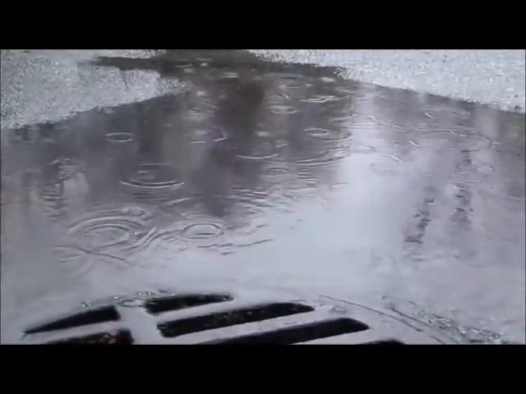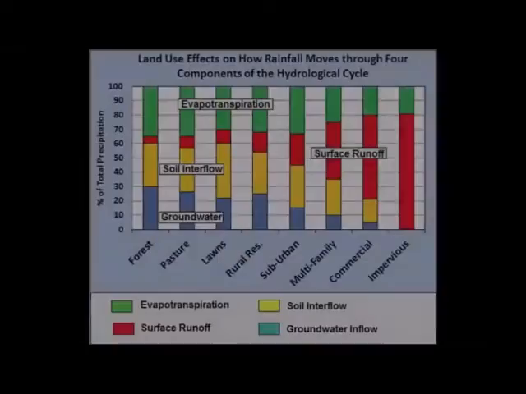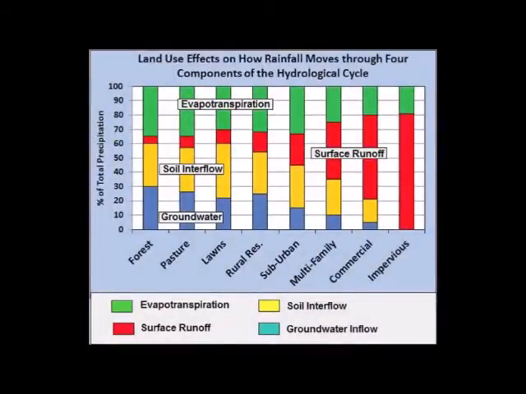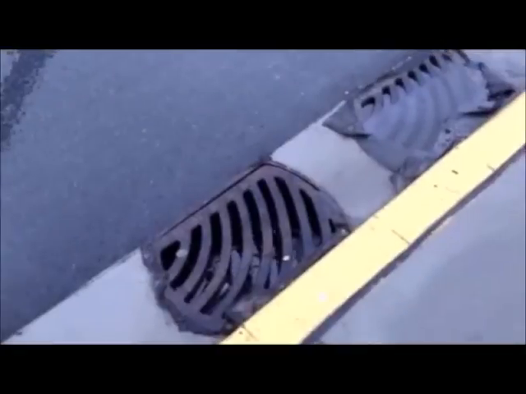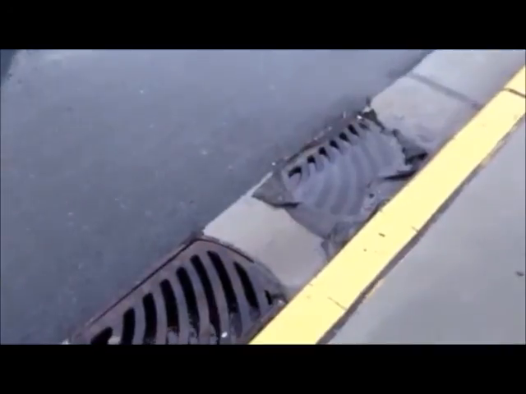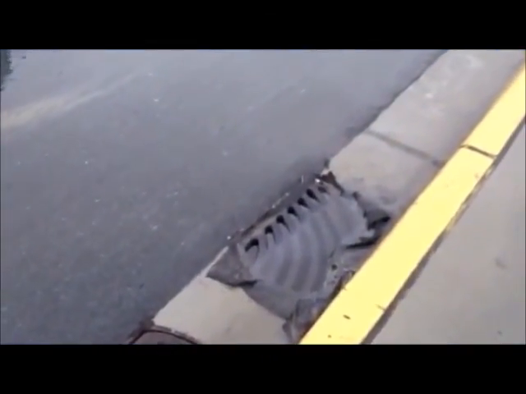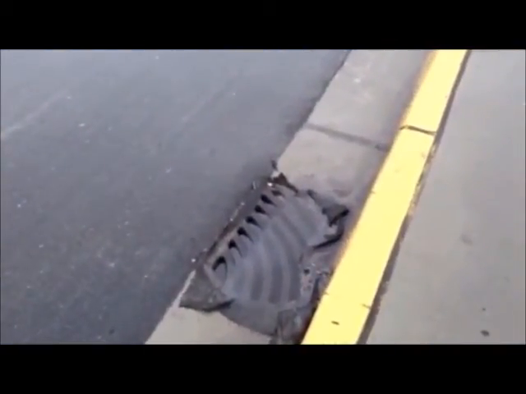Out of necessity, we have had to manage this form of water flow rarely seen in nature. As you can see in this figure, the amount of surface runoff in red increases dramatically when you convert from a forest on the far left to urban environments, such as multifamily or commercial on the right. Traditionally, stormwater management focuses on blue water. Blue water is the water that we can see at the surface and convey away from buildings to a river, lake, or the ocean.